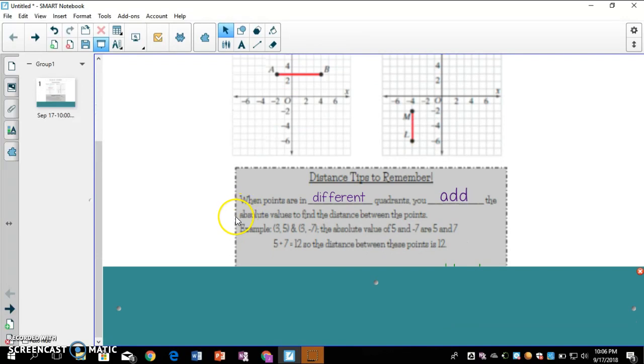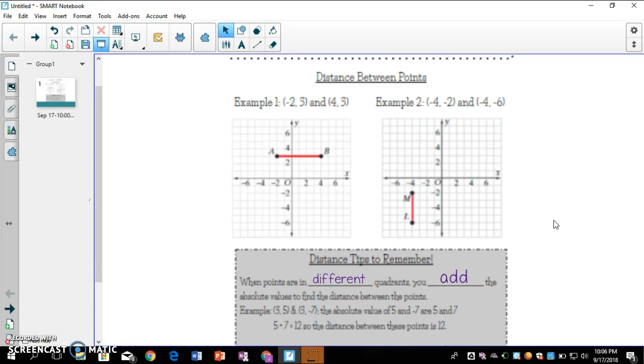Here's another example without even having to graph them. If I look, here's one point, 3, 5, and another point, 3, -7. I can tell those are in different quadrants because this is positive, positive, and this is positive, negative. If I look at the absolute value of the numbers that are different, so the 5 and -7, those absolute values are going to be 5 and 7. And since they're in different quadrants, I'm going to add those absolute values. 5 plus 7 equals 12, so the distance between those points is 12. Pretty neat. Don't even have to graph it. I can tell how far those points are from one another by using my little trick here.